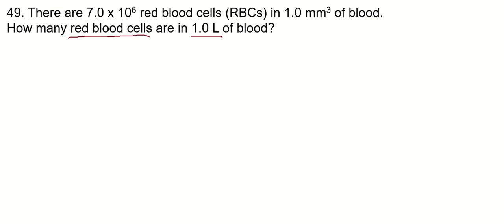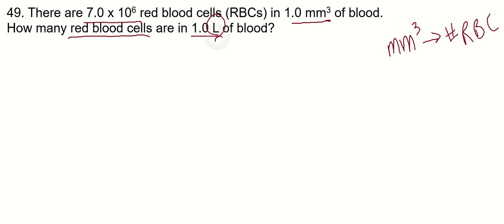So here's the path. We start with liters, and somehow we're going to get to the number of red blood cells, RBCs. Now, we don't have a conversion factor for that, but we are given cubic millimeters to that number there. So once we get cubic millimeters, we can take it to the number of red blood cells, and we're given liters. Now, this is the thing that we may not all be on the same page. There's many different ways to do this.